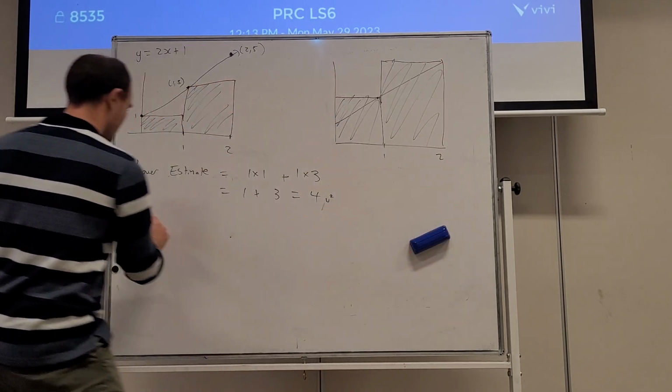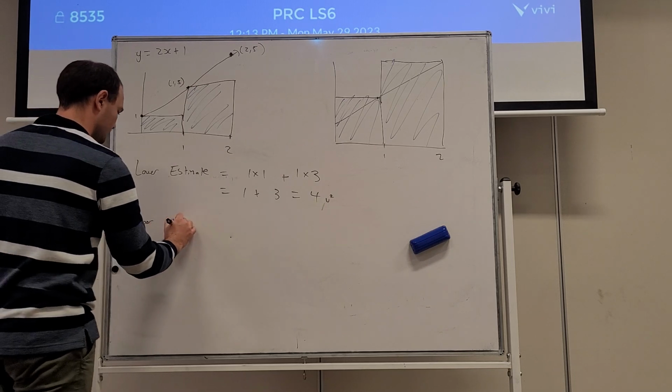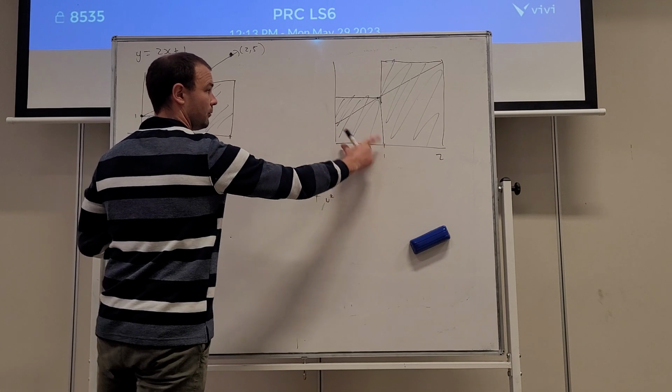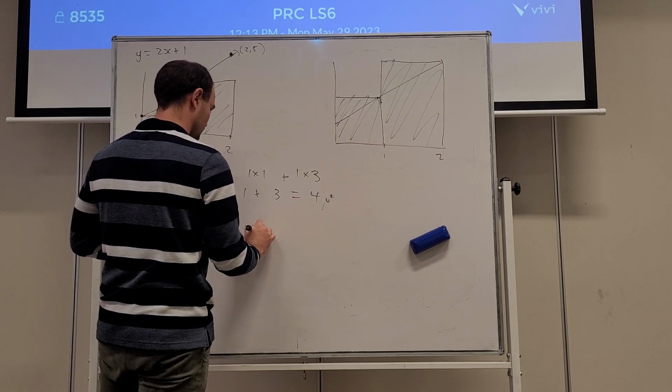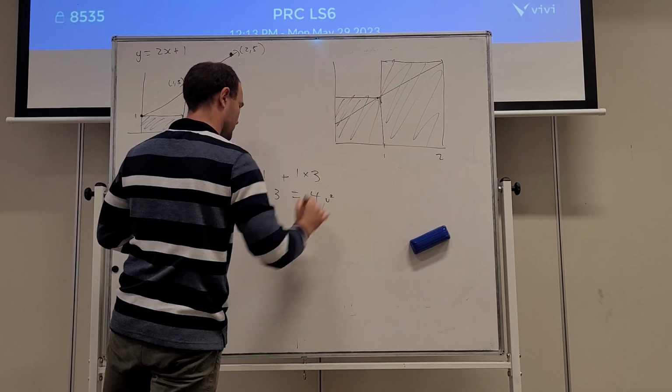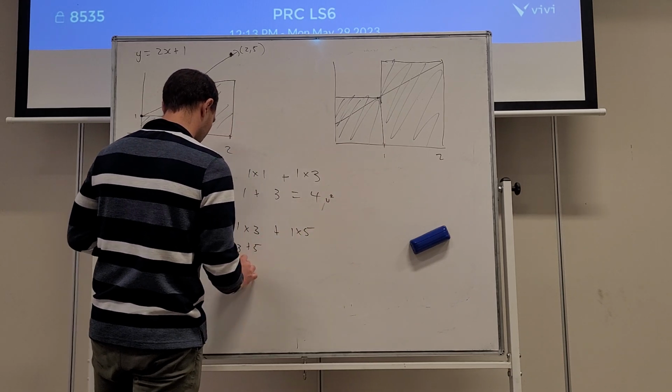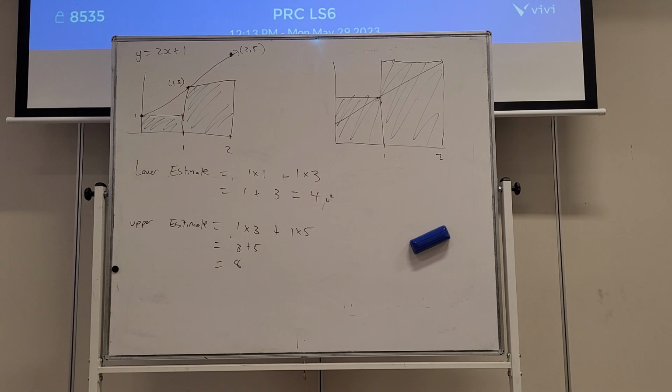So if we do the upper, this one has an area of 1 times 3, and this one is 1 times 5. So we have a lower estimate and we have an upper estimate.